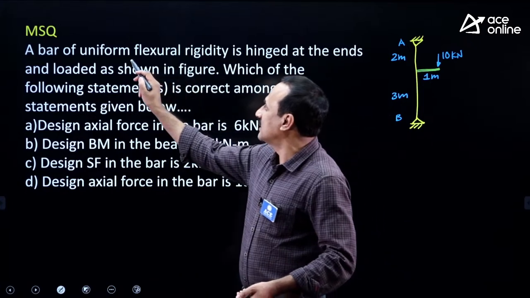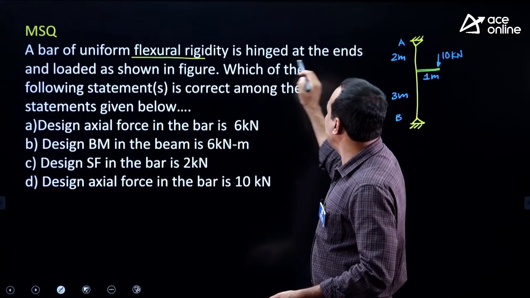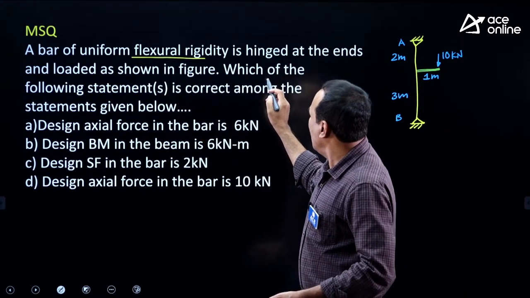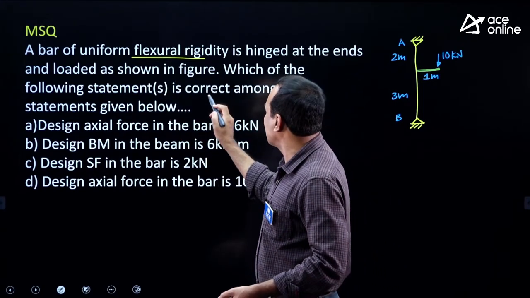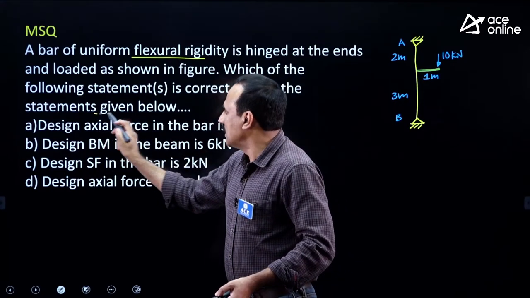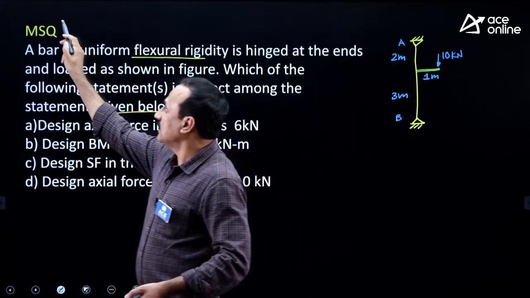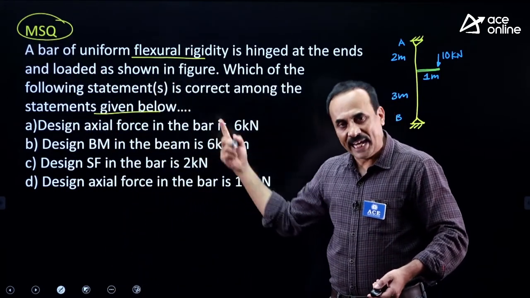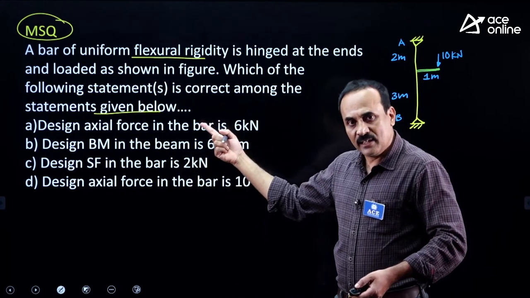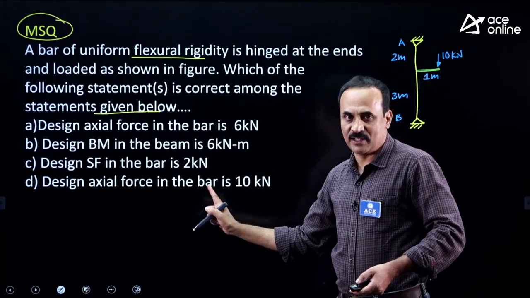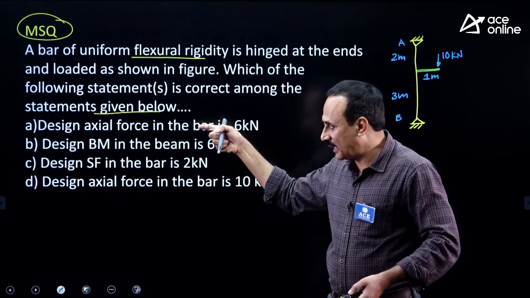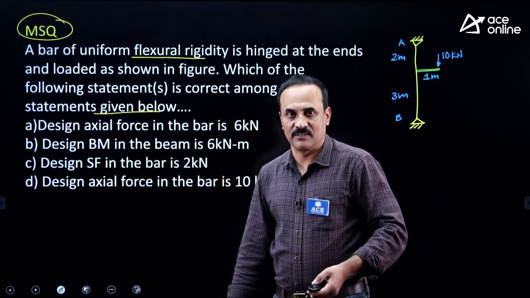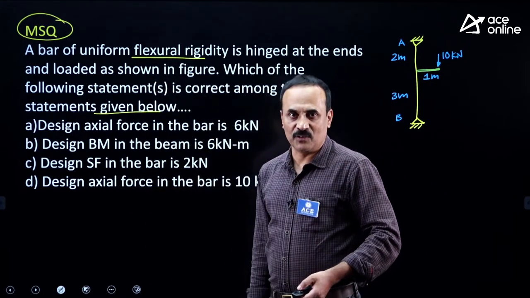A bar of uniform flexural rigidity is hinged at the ends and loaded as shown in the figure. Which of the following statements is correct among the statements given below? It is a multiple select question. Multiple select question means such questions will come in GATE exam where there is more than one option correct. There may be one correct option, two correct options, three correct options, or all correct options.